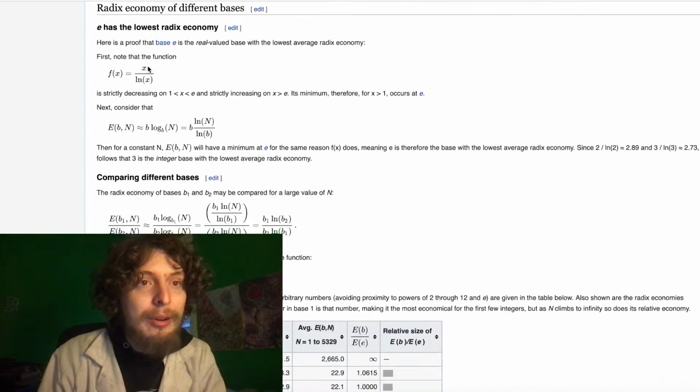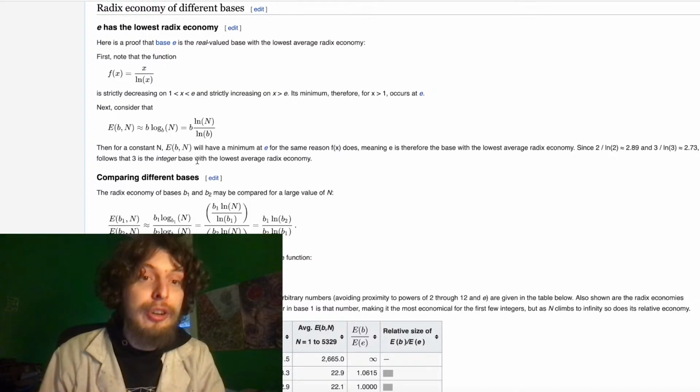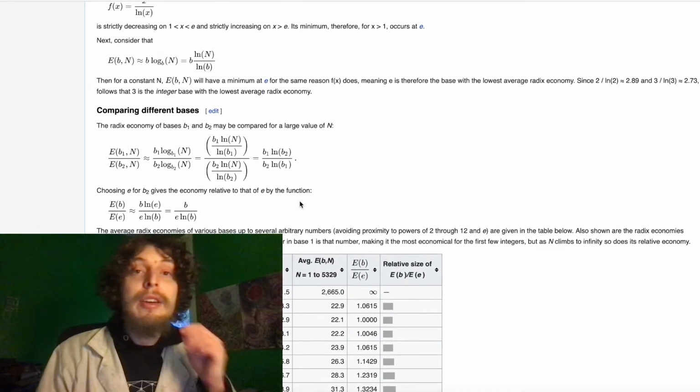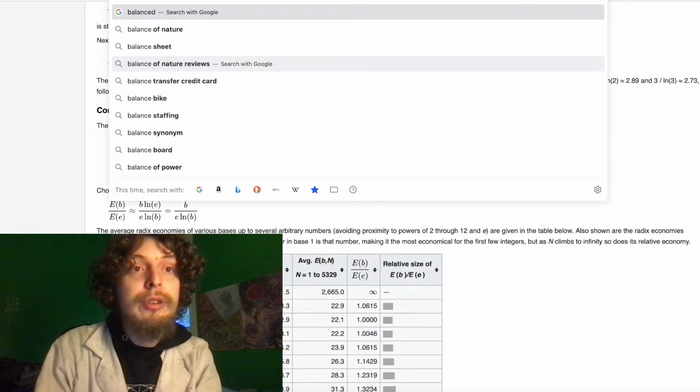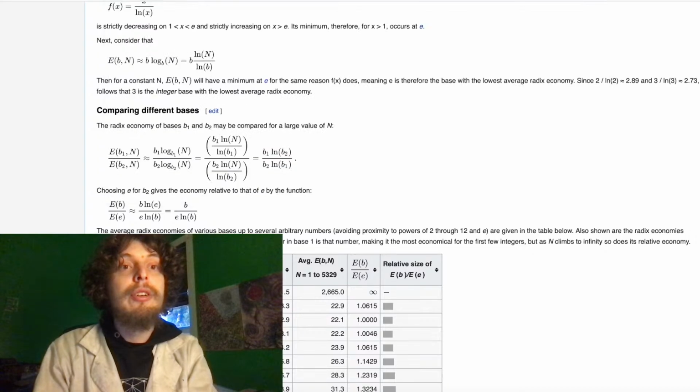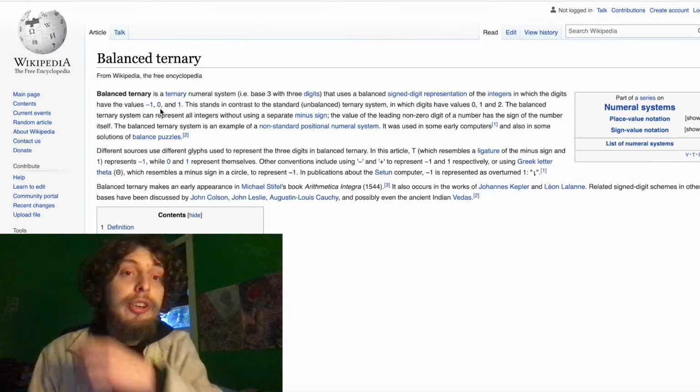Let's see. Yeah, here we go. e has the lowest, they say. And because of that, base 3 is the integer base with the lowest. So base 3 maximizes that a bit. And one that we'll go into in some episodes sometime is balanced ternary, which is something that some computers use.